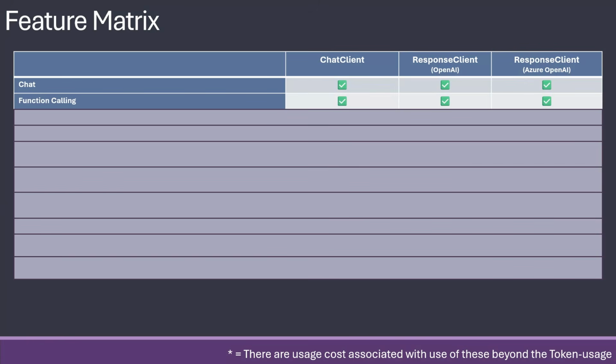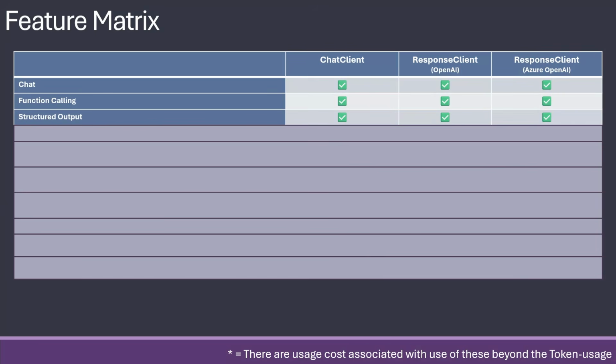So chat is, of course, supported. Function calling is, of course, supported. Structured output is, of course, supported. So all the basic stuff is supported in all three. So far, we could say, why even bother with the different ones?